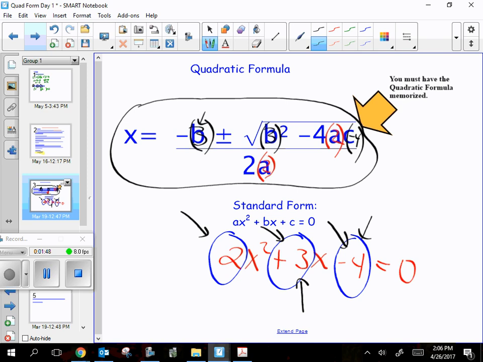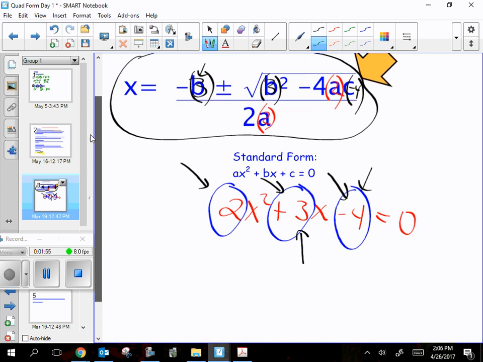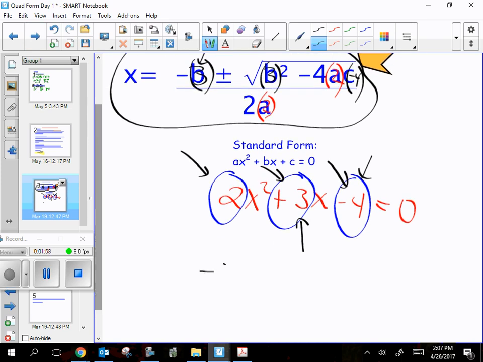All right, now I'm going to actually clean this all up. Now I'm going to extend my page a little bit so that I have room to write. I'm going to put negative 3 plus and minus. What does that mean? That means you have 2 answers. One where you do the problem with a plus, and one where you do the problem with a minus. The square root of 3 squared, which is 9, minus 4 times 2 times negative 4. Do you see there's 2 negatives in there?